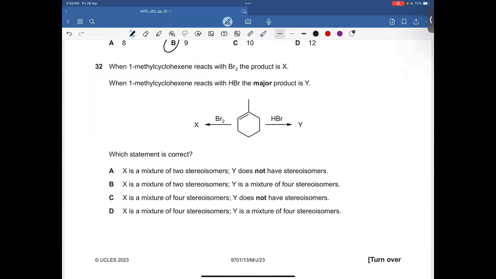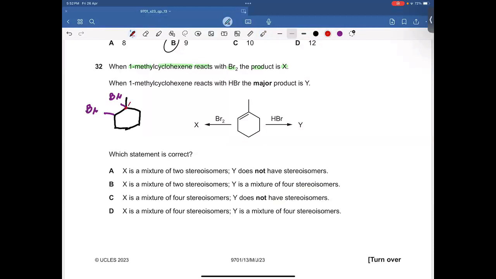Oh my goodness, that's a lengthy question. When 1-methylcyclohexene reacts with bromine, the product is X. If the product is X, then it means bromine is attached to the adjacent double-bonded carbon atoms. So I will attach 1 bromine here, and I will attach 1 bromine here. And you know what?